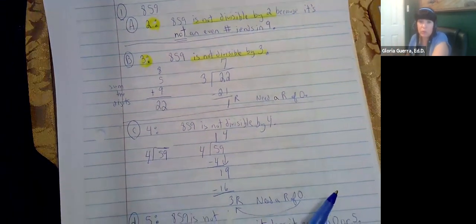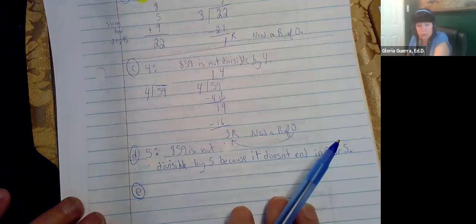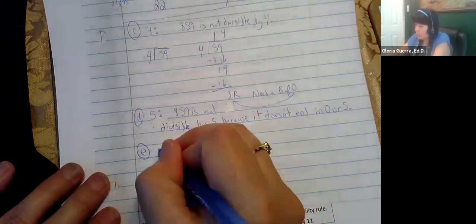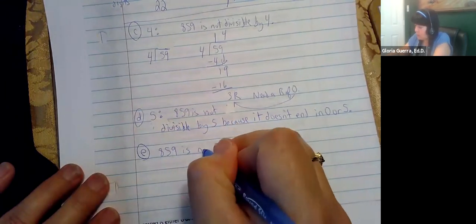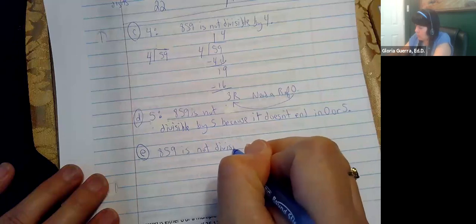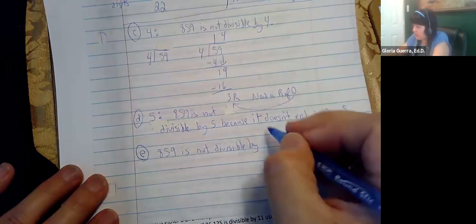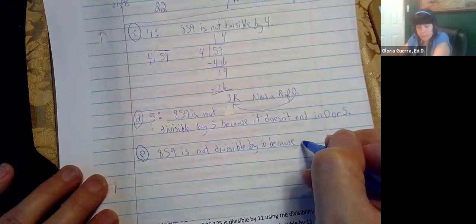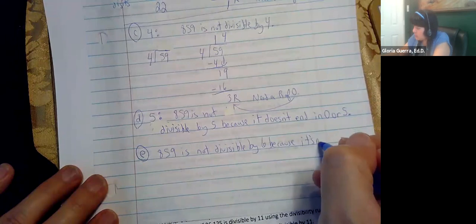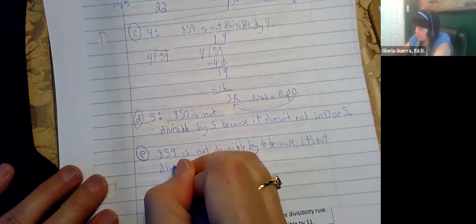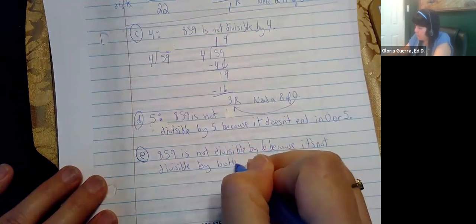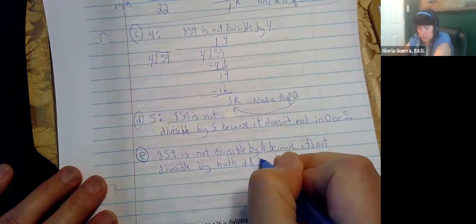Okay, so you're going to conclude then that the number 859 is not divisible by 6. I'm going to say that. And the number we're testing is 6, and the reason why is because it's not divisible by both 2 and 3.